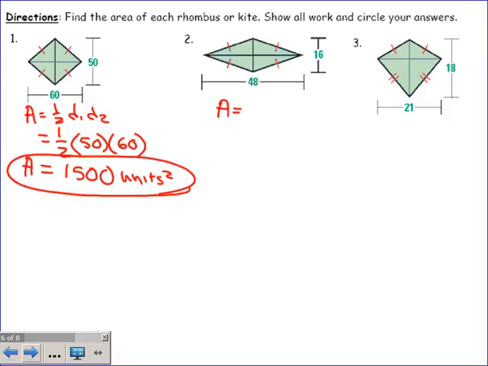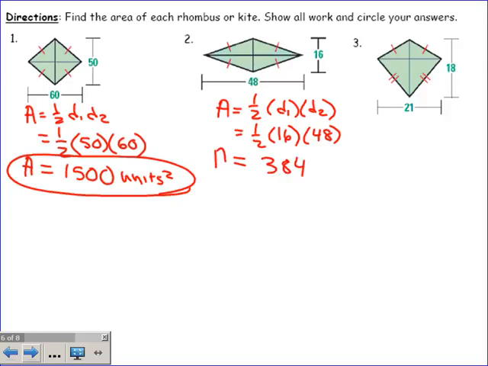D1 times D2, half of. Sounds good to me. What's D1? What's D2? 48. Sounds good to me. Probably gonna need a calculator for this one. Half of 16 is 8. 8 times 8 is 64, times 8 times that is 32 plus 6 is 384. You don't need a calculator.